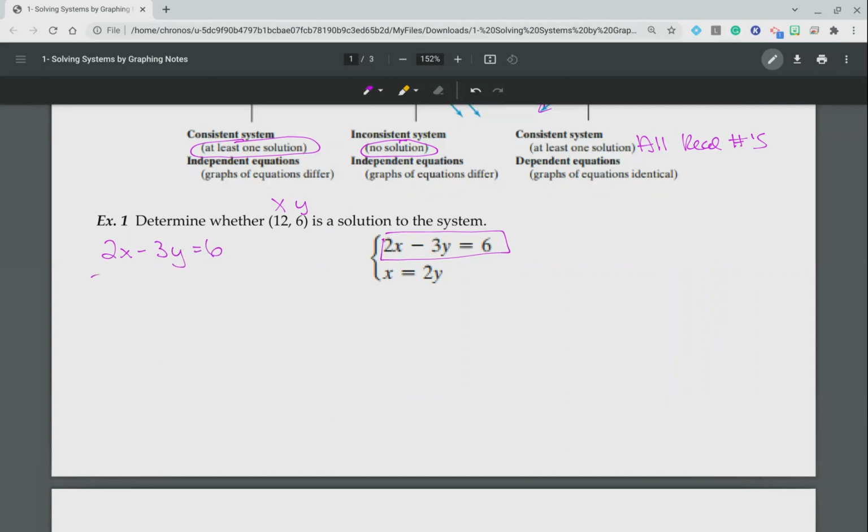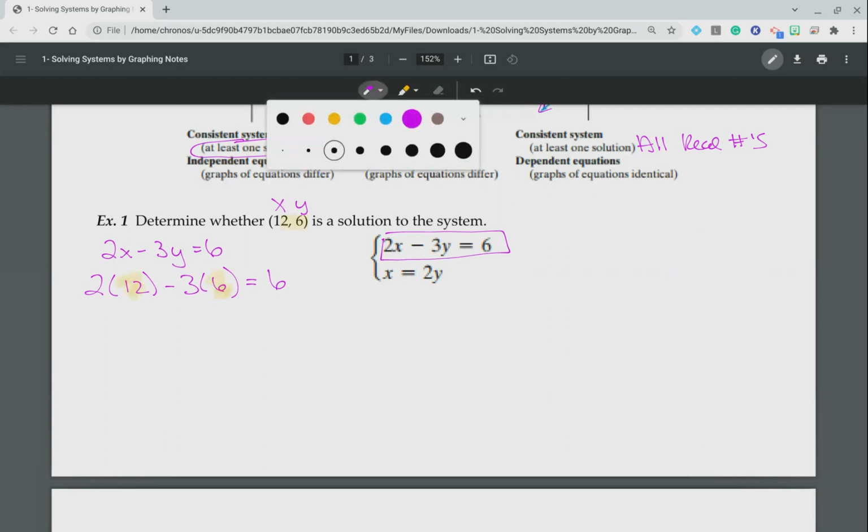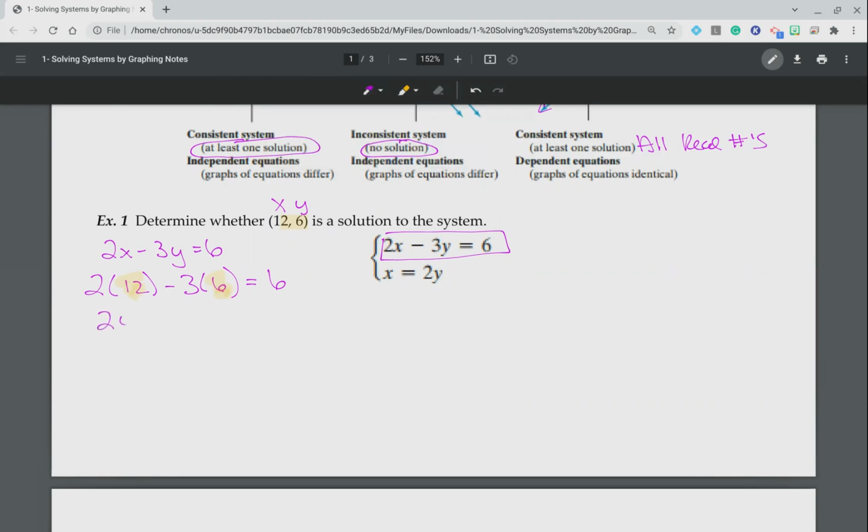My x value is 12, and my y value is 6. So I just plugged in those two numbers. I took x and y up here and plugged them in right here. So 12 times 2 is 24. 6 times 3 is 18. 24 minus 18 is 6. And 6 is equal to 6. So that one, yes, it is a solution.